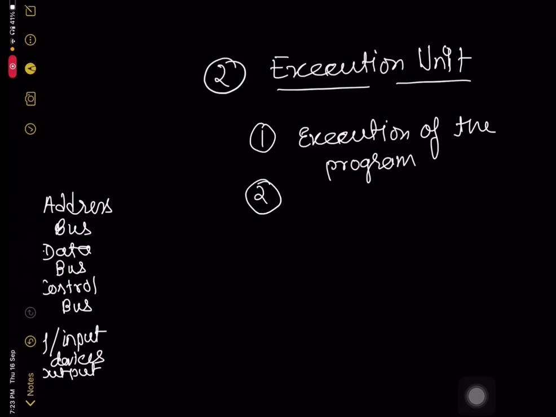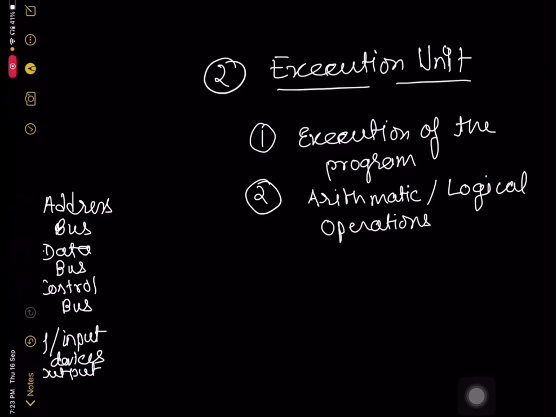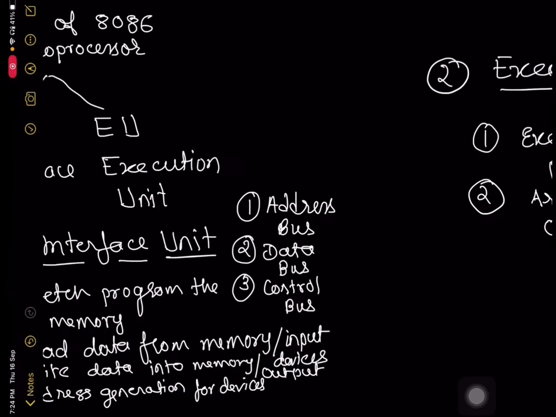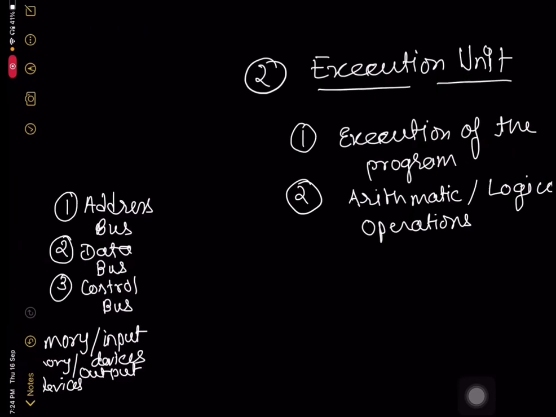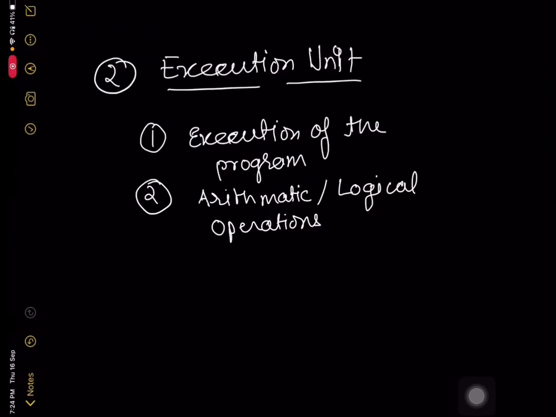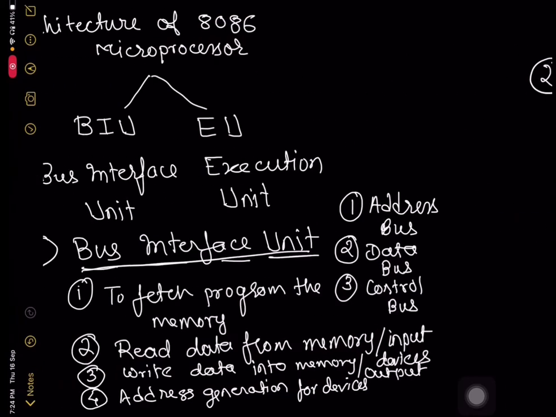And for execution of the program, if it needs to perform any kind of arithmetic or logical operations, then those operations will also be done within the execution unit. So within the execution of the program, all sorts of arithmetic and logical operations are carried out in the execution unit. So the microprocessor mainly has two units. The first unit is the bus interface unit and the second unit is the execution unit. So performing the job with the execution unit and bus interface unit is the main task of the processor.